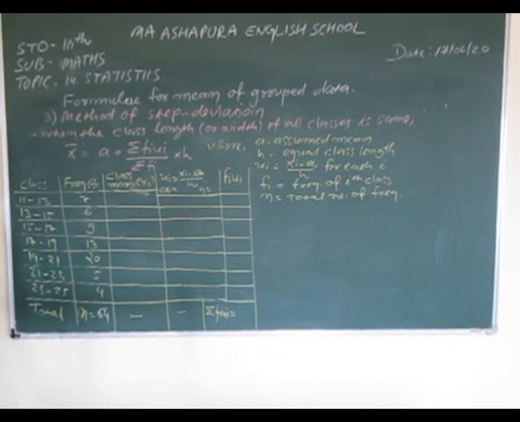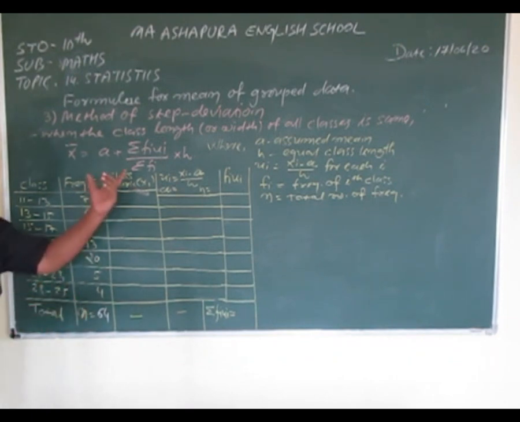Once again, verify the sum. 7 plus 6 is 13, plus 9 is 22, plus 13 is 35, plus 20 is 55, plus 5 is 60, plus 4. Total 64. 64 is our total number of frequencies.